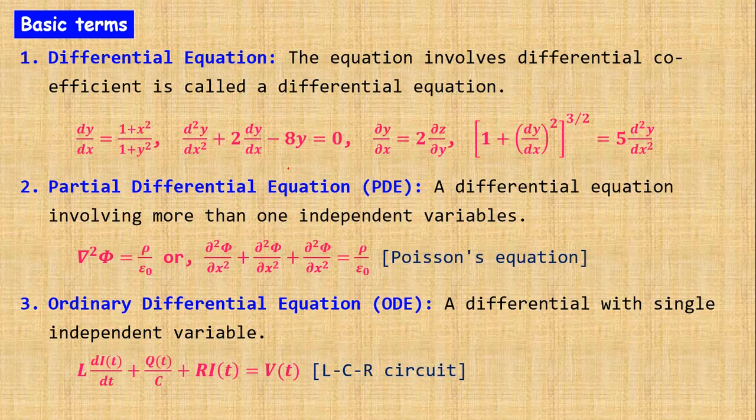What do you mean by partial differential equation? A differential equation involving more than one independent variable, represented by del. Here phi is a function of x, y, z. And an ordinary differential equation has a single independent variable, written like d2y/dx square, dy/dx. Here y is a function of only x. That's why this is an ordinary differential equation and the other is a partial differential equation.